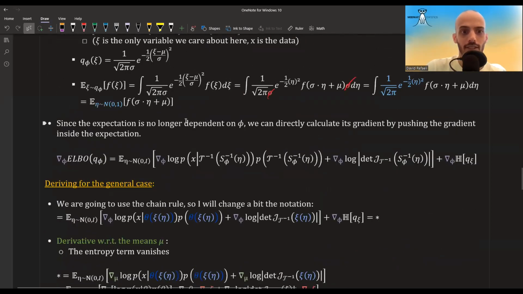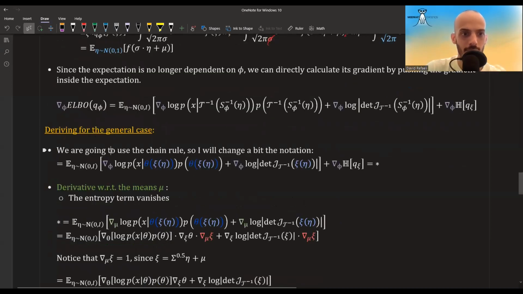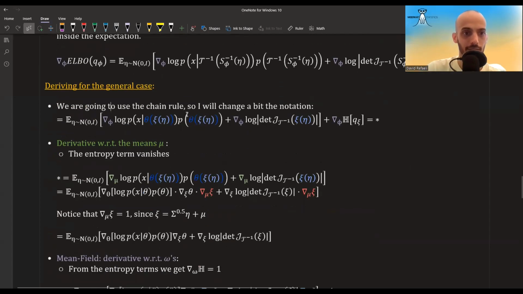Since the expectation is no longer dependent on the parameters, on the phi, we can push the gradients with regard to phi directly inside the expectation. So now we have an expectation over these etas, which distribute standard normal. We know how to sample them, so we will just sample them now, and we'll calculate the derivative of what's inside. So this is what we got, and now we are going to simplify or just derive a little bit more. What are these derivatives with regards to mu and with regards to omegas or L, the variance parameters?